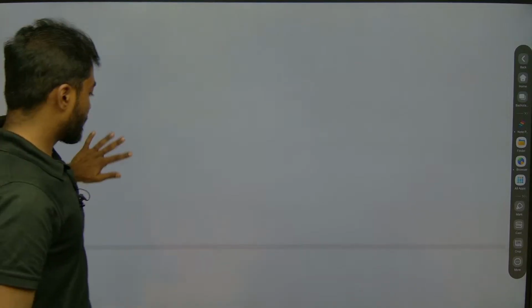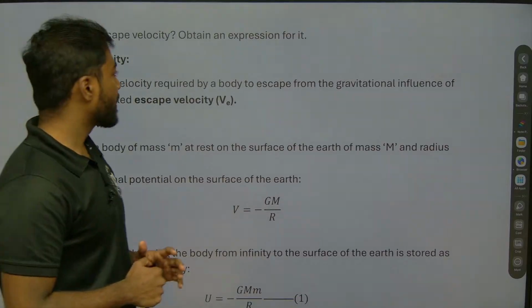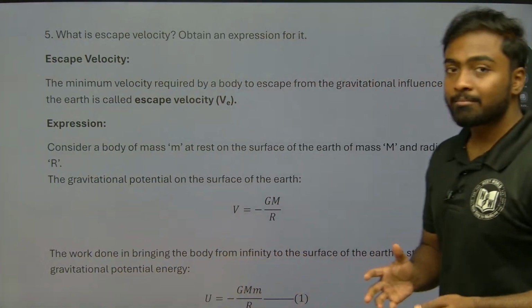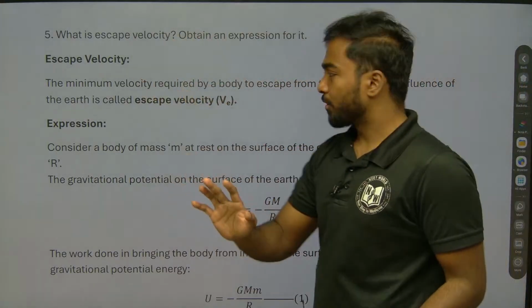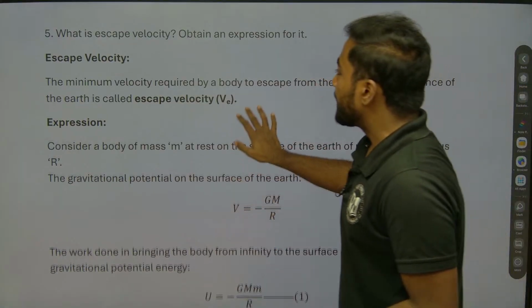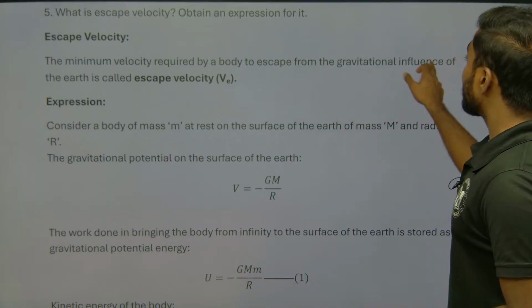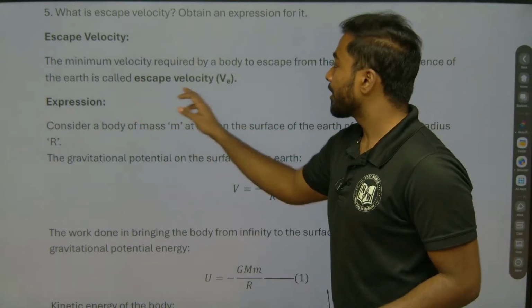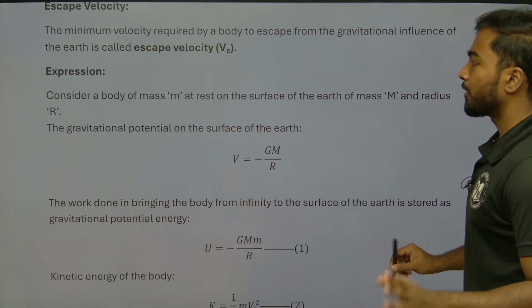So the next question is, what is escape velocity? By the term itself we can say it's escaping from somewhere. That is not anywhere, it's from the earth's surface only. The minimum velocity required by a body to escape from the gravitational influence of the earth is called escape velocity. So we need to find the expression for this also.